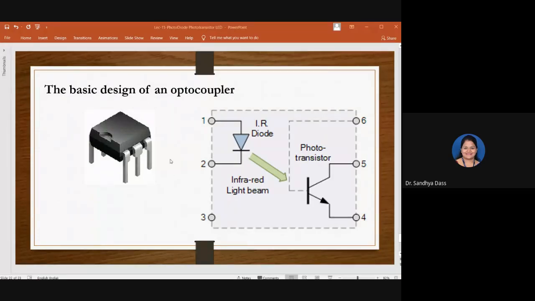So current from the source signal passes through the input LED, which emits an infrared light whose intensity is proportional to the electrical input applied to the LED, right? This emitted light falls on, say, the base of the phototransistor, as shown here, causing it to switch on.